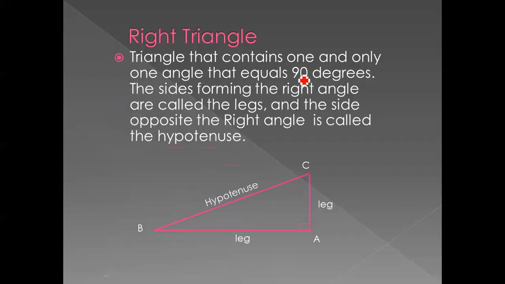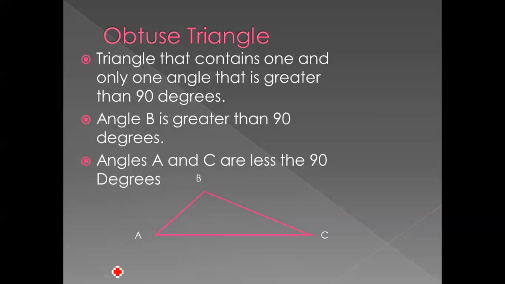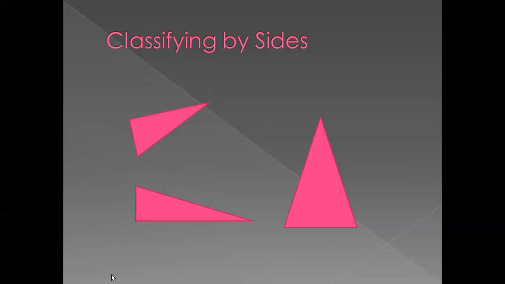Right triangles are triangles that contain one and only one angle that equals 90 degrees, so they have one right angle. An obtuse triangle is a triangle that contains one and only one angle that is greater than 90 degrees, so we have one angle bigger than 90 degrees.